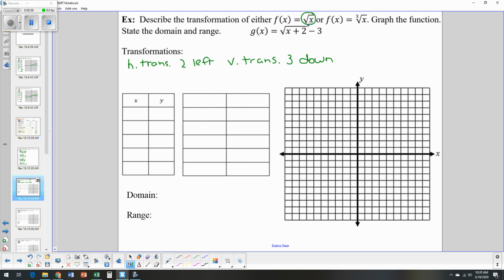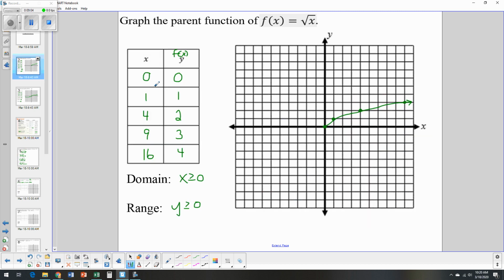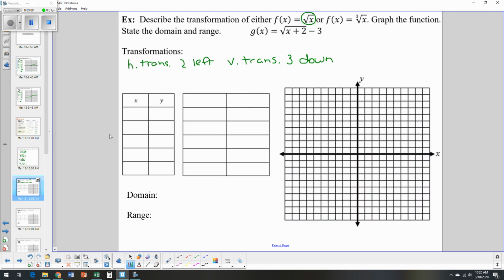And I'm going to want to put my parent function for the square root of x. So if we go back to the original, I'm going to just look at this again real quick. We had 0, 1, 4, 9, 16. So that's what we're going to do here. 0, 1, 4, 9, 16. And now these are all the square root of that. So that was 0, 1, 2, 3, 4.